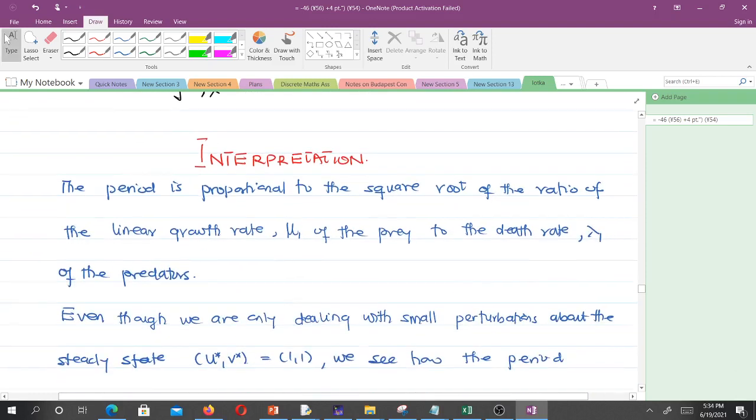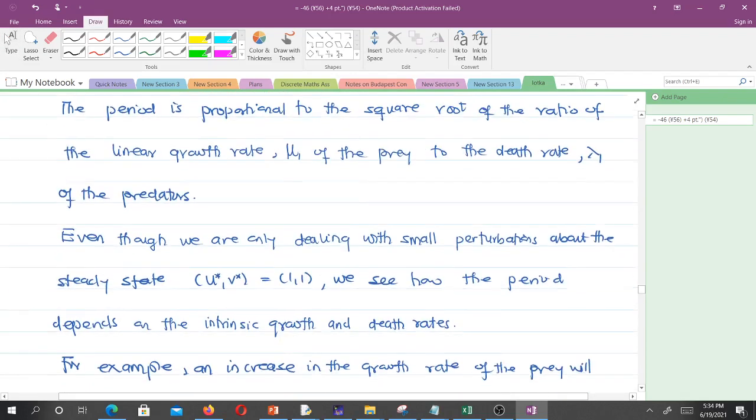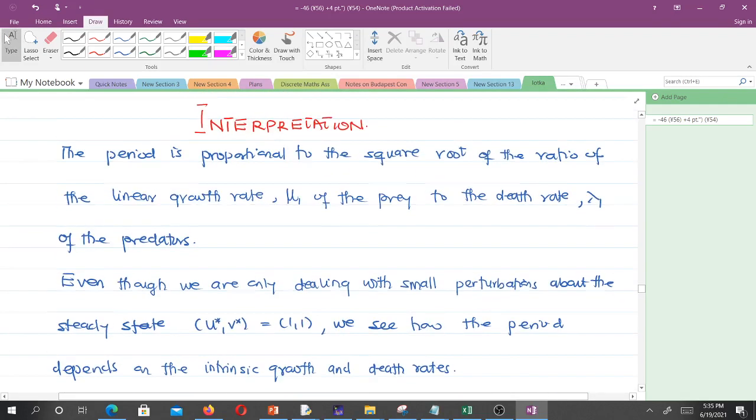And we are saying that the period where we are going to get a bumper harvest of herrings is going to depend on the linear growth rate mu of the prey and the death rate lambda of the predators.